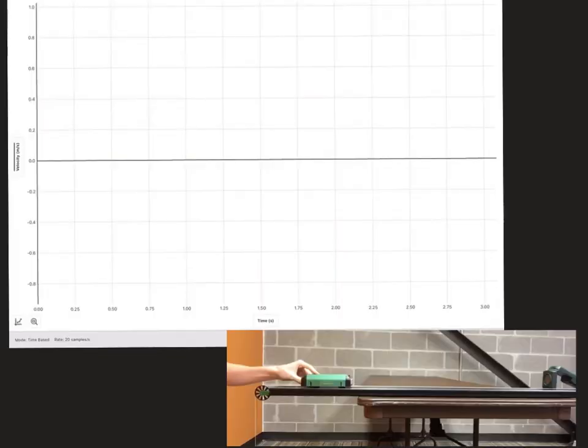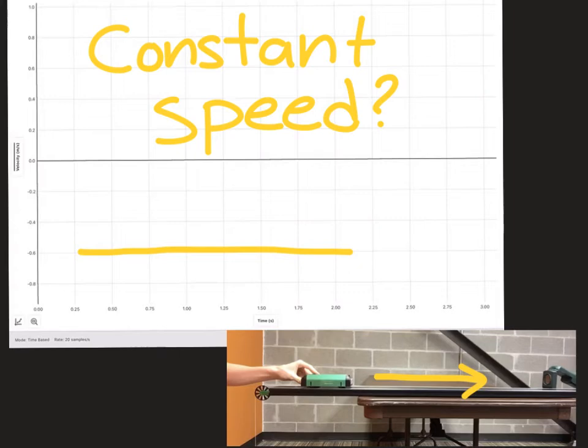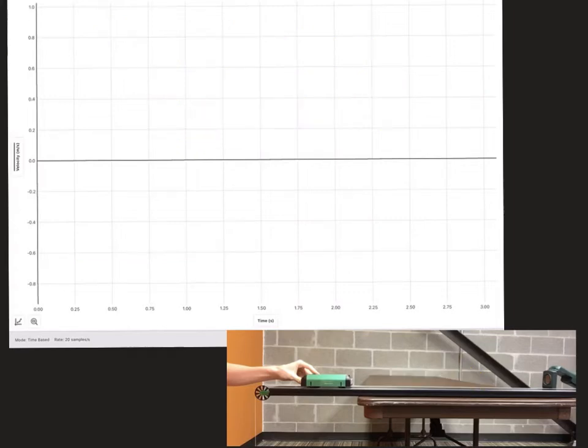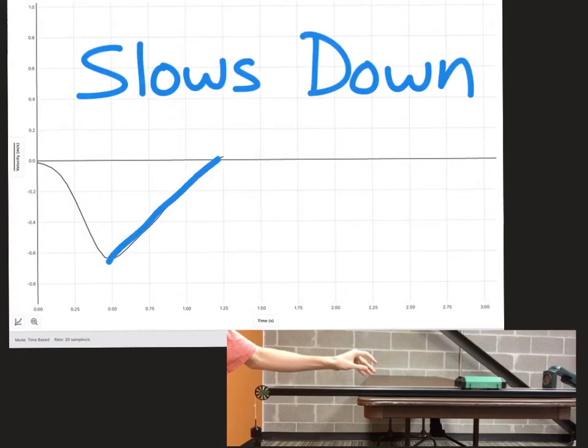Here's our handy velocity time graph yet again. So let's see, after I push the cart to the right and let go, does it speed up, slow down, or move with constant speed? Well, looky there, it slows down as it moves to the right. Is that what you thought? Well, doesn't that make sense?